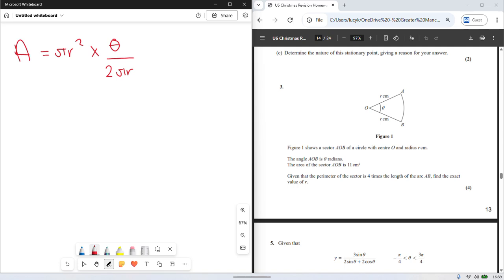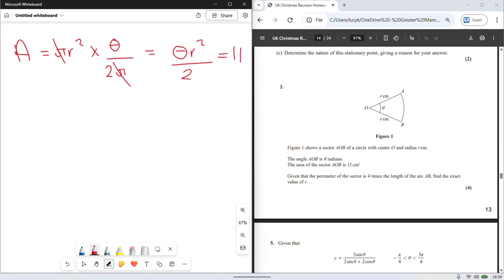out of the full circle. I don't know why I put 2 pi r there. So for a circle, we know 360 is the equivalent of 2 pi in radians. So we end up with this. So what we can do there is the pi's will cancel out. So that leaves us with theta r squared over 2 is equal to my area, which is 11 from the question.